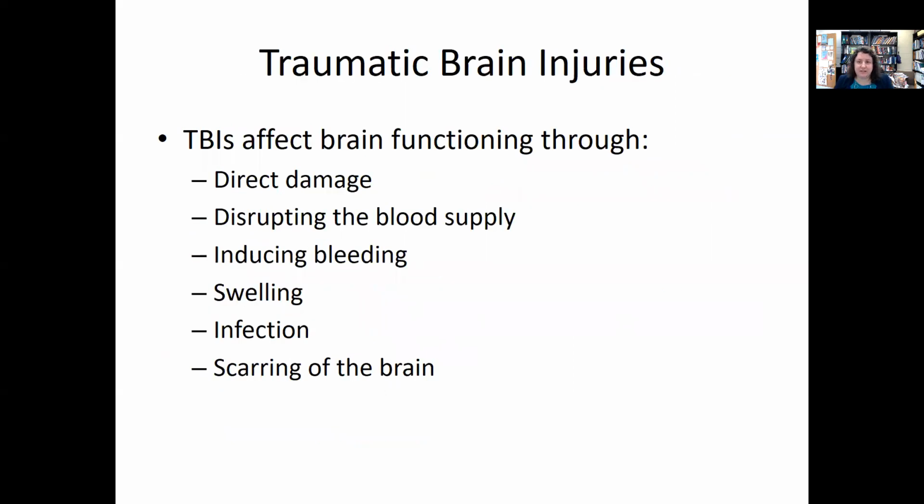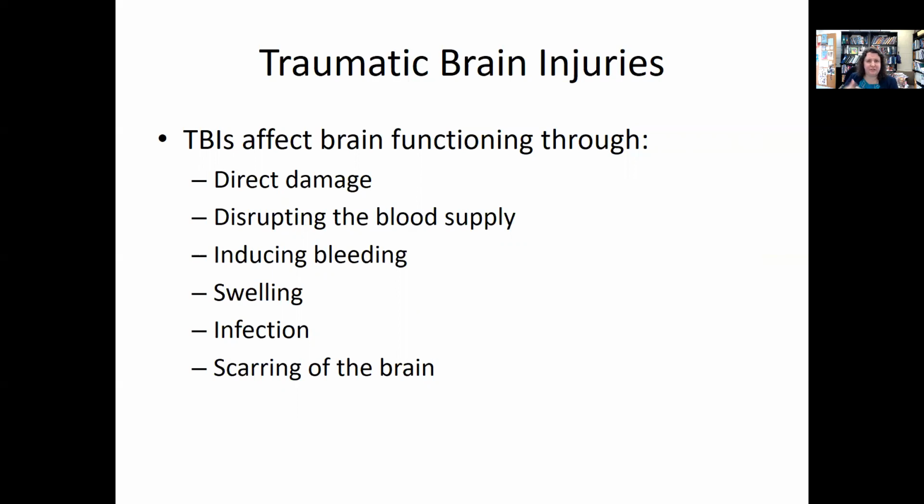Traumatic brain injuries affect brain function through direct damage. So something has happened where you get a head bump. It can disrupt the blood supply, it can induce bleeding, there can be swelling, infection, and the brain itself can be scarred. Now, one of the things that we often talk about is mild TBI, TBI here being traumatic brain injury. And in lay speak, this is called a concussion.